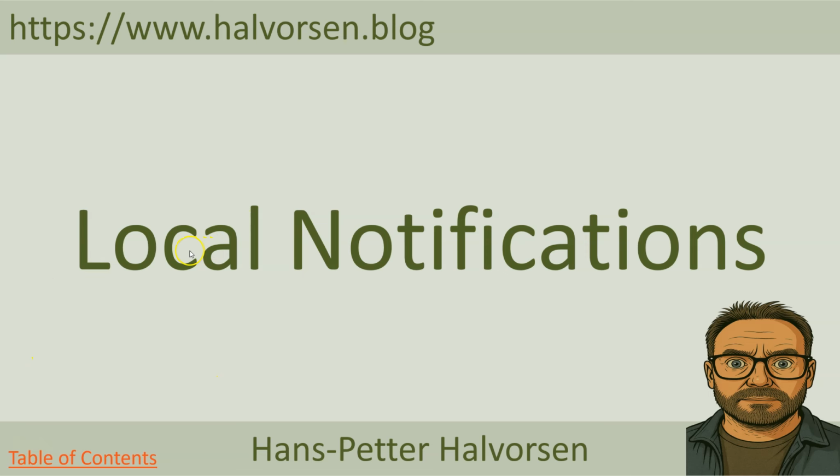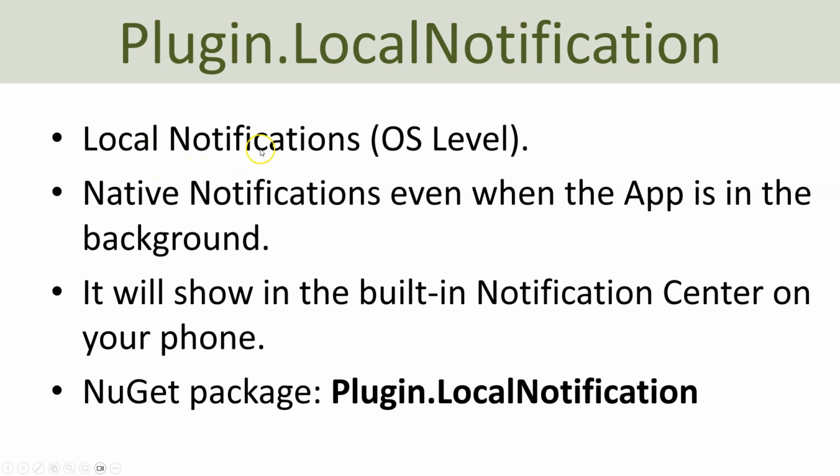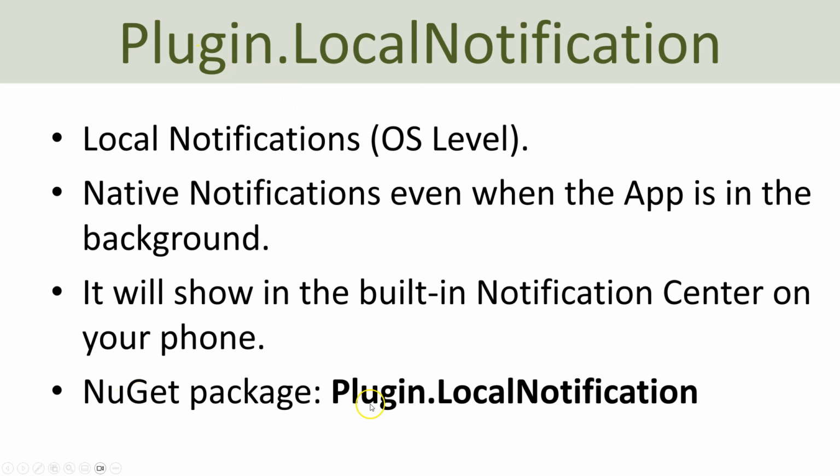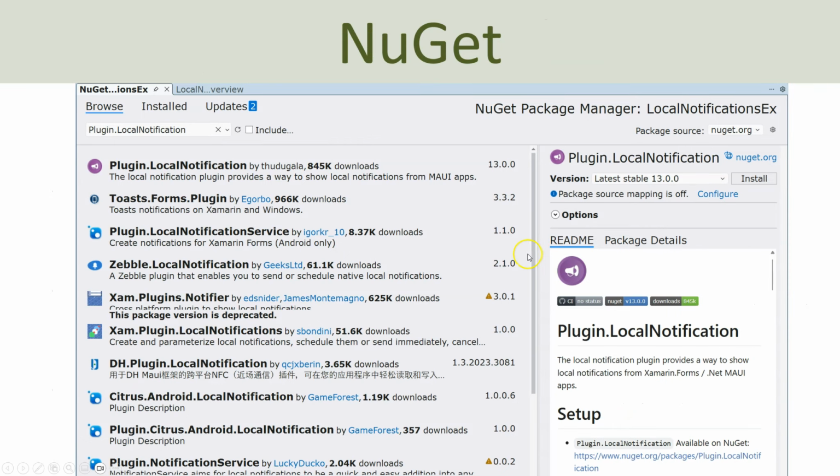So the next level of notifications are so-called local notifications. Local notifications are on the operating system level, and these native notifications also show up when the app is in the background, and they will show up in the notification center on your phone, either on your iPhone or on your Android phone. In order to start using this, we need to install a NuGet package called Plugin.LocalNotification. So basically in our project, we just go to the NuGet package manager and install this Plugin.LocalNotification.